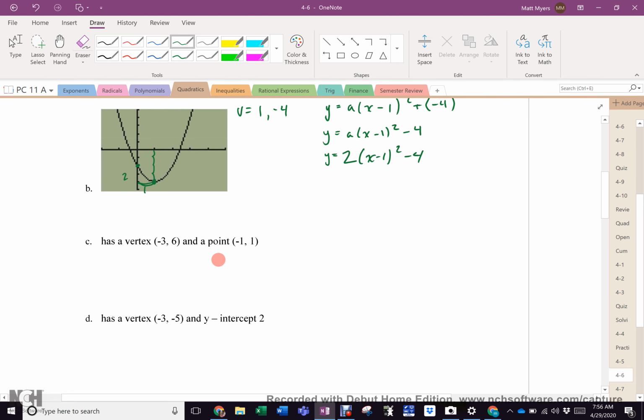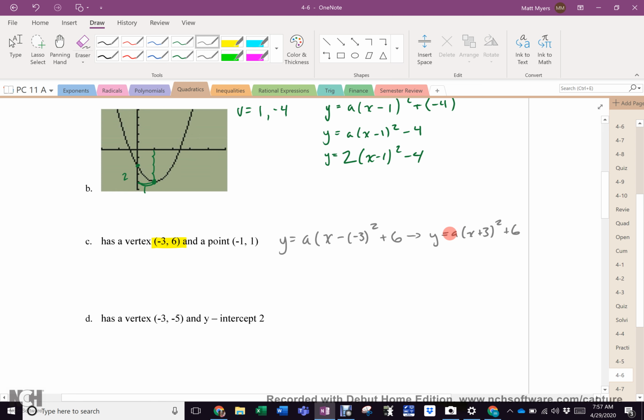So now here you will notice I do not have a graph anymore, but I have a vertex. Excuse me. So let's fill that in. Y equals a x minus -3 squared plus 6. Let's rewrite it nice and tidy. Y equals a x plus 3 squared plus 6. Now, it looks like we're done, but we don't know a.